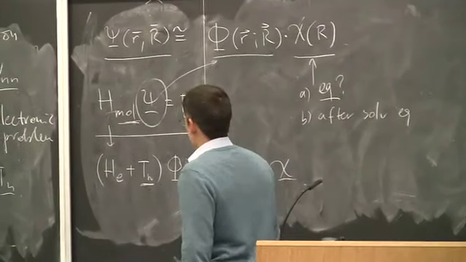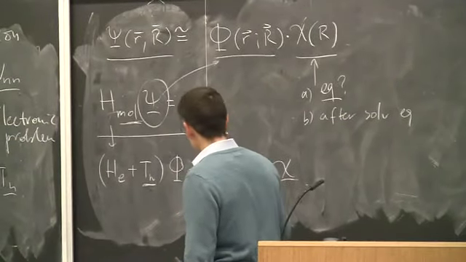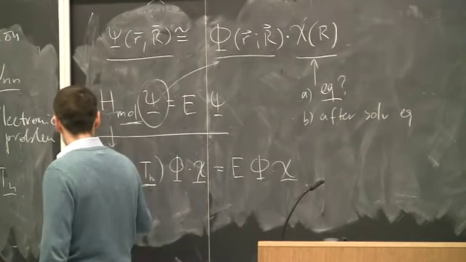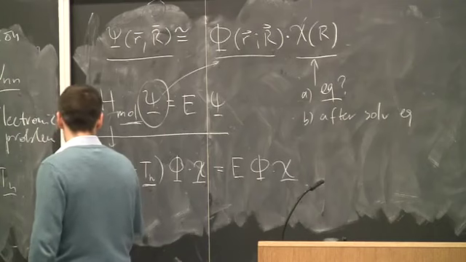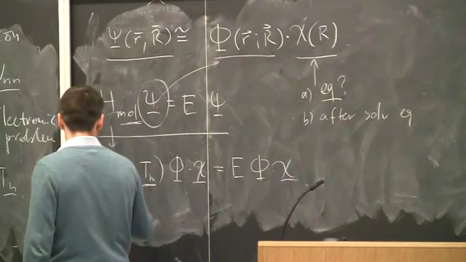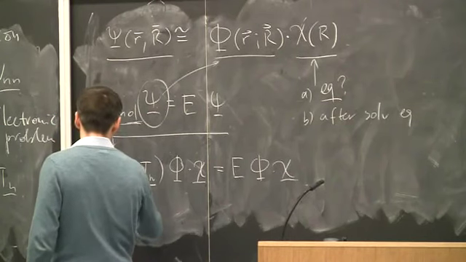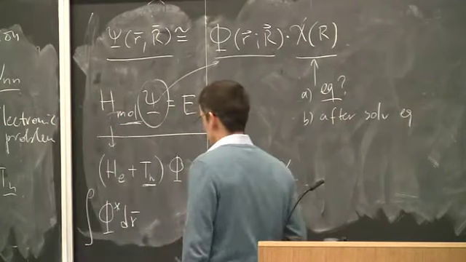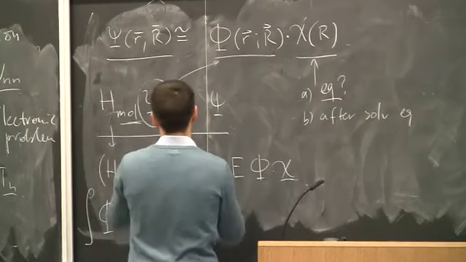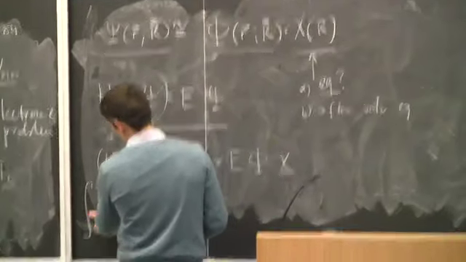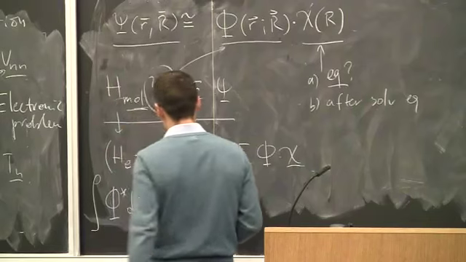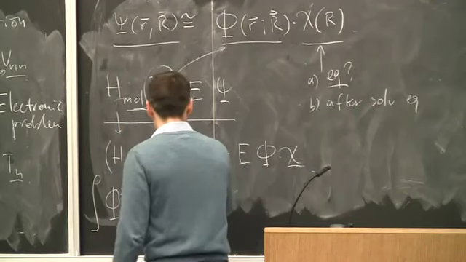We already achieved something, but to make it even simpler, what helps is to multiply this equation from the left by phi star and integrate over all electronic variables. So that's the treatment we do here. We multiply the left-hand side and, of course, the right-hand side by phi star, and we integrate both sides with respect to all the electronic variables. So what do we get?